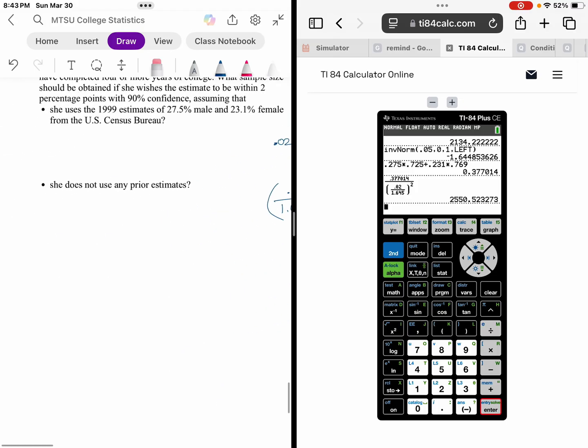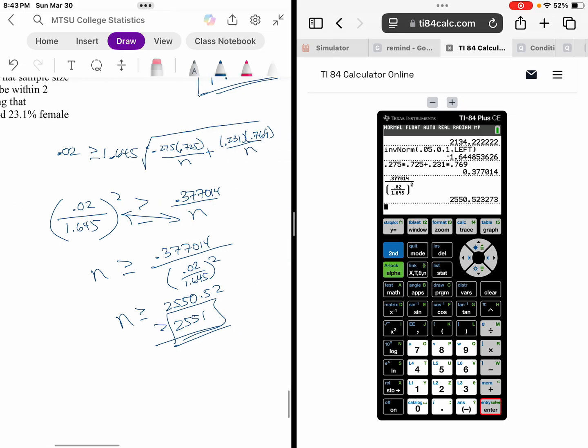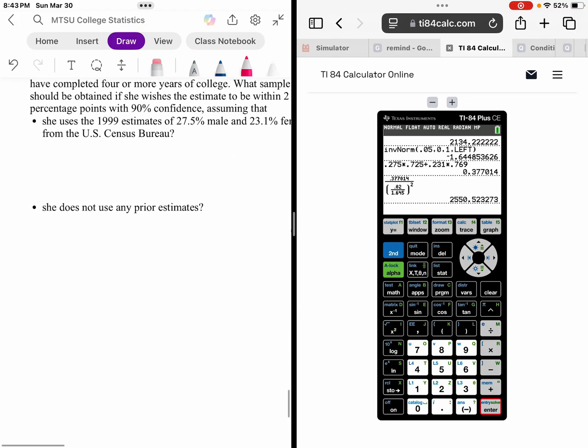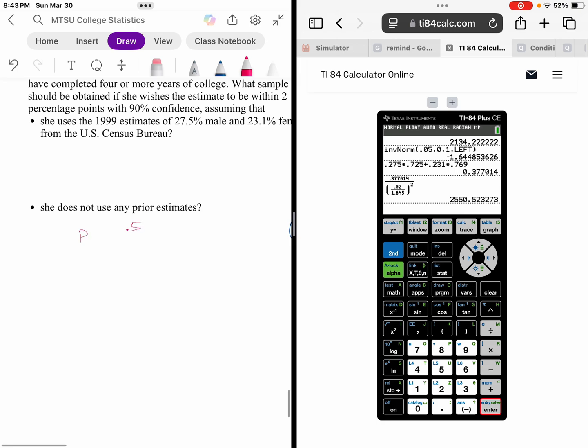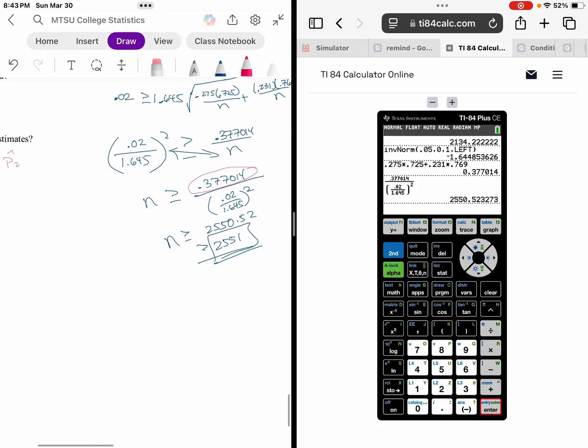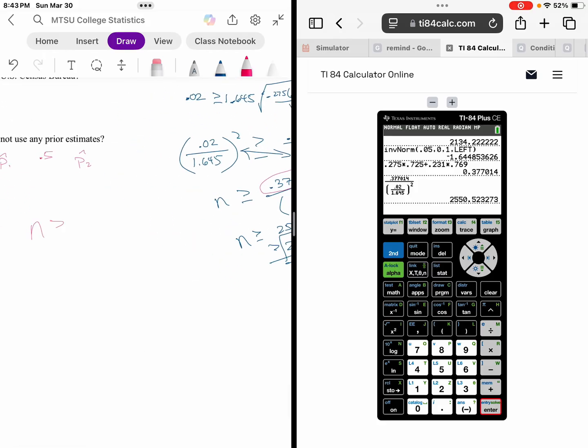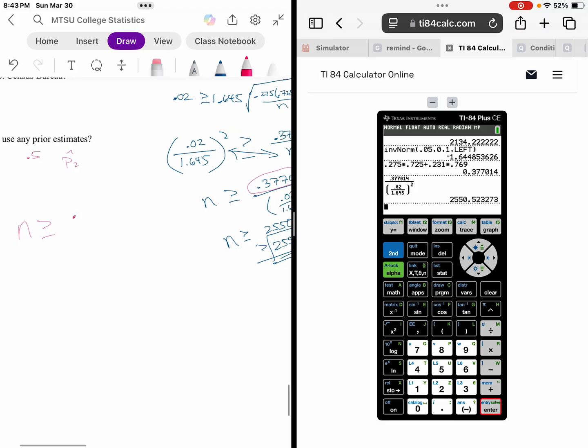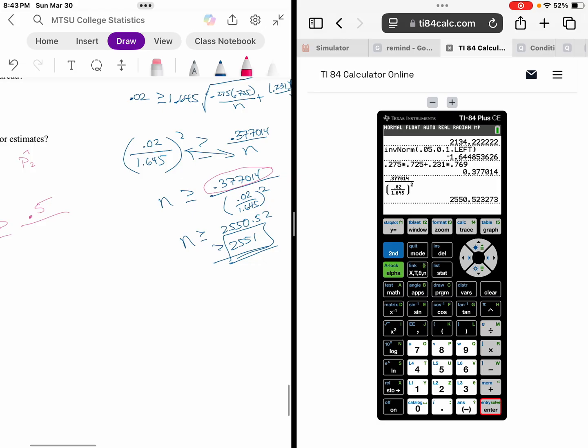Then they asked me in the second part, what if we don't use a prior estimate? Well, we practiced this in the problem before. Really, all that's going to change is this number right here. No previous prior estimates means I'm using 50% for my P1 hat and my P2 hat. So that means my problem changes to be that n has got to be greater than or equal to, again, 0.25 times 0.25, add another of those together, which comes out to be 0.50 over our fraction of 0.02 over 1.645 squared.